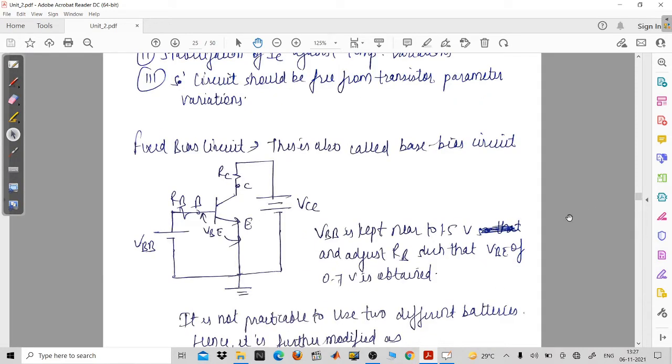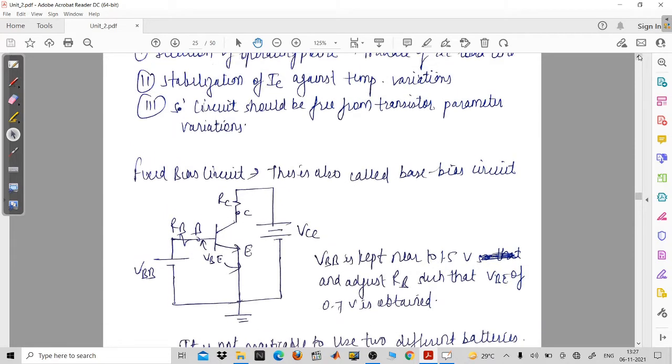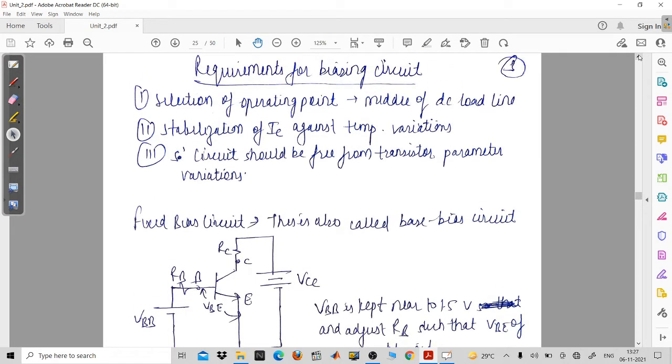So now we are going to see some biasing circuit which is required for the transistor biasing. Now the first requirement for this biasing circuit is to select the operating point, and the operating point is always selected at the middle of the DC load line. So why will you have to select your operating point at the middle of the DC line? The only purpose is that we want a faithful amplification.